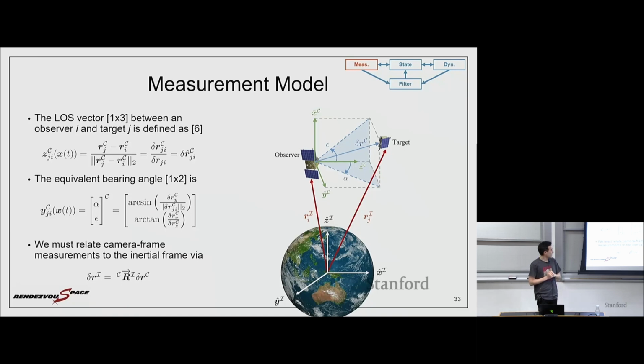And we then have to relate these camera frame unit vectors or bearing angles into the inertial frame, which is typically done through some kind of rotation from the camera frame to the inertial frame, which can get applied to those camera frame unit vectors.